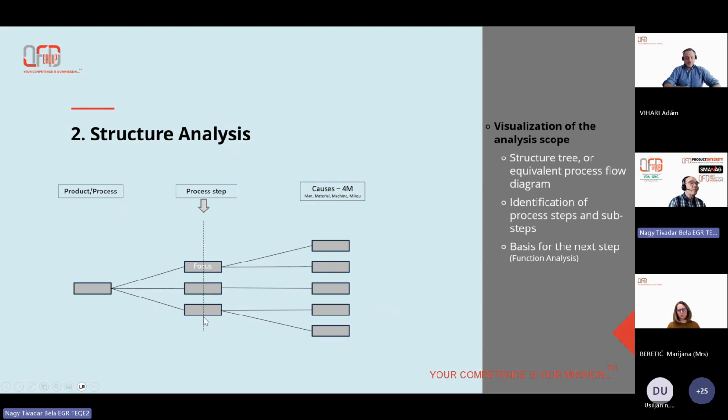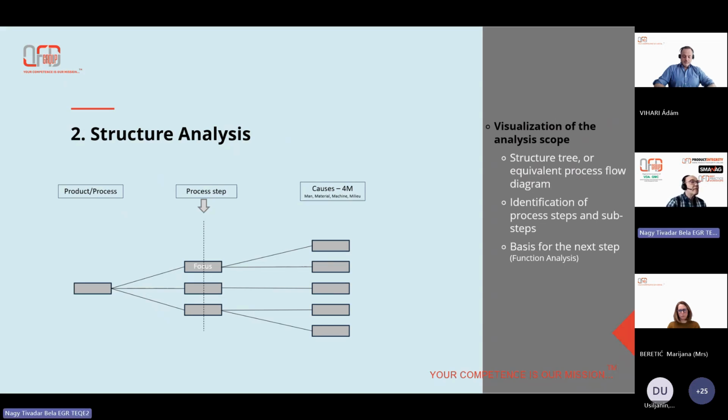Here will be the process steps. And the lower level will be the causes. The causes we can use according to the 4M: man, material, machine, milieu. And we could use the method as well.